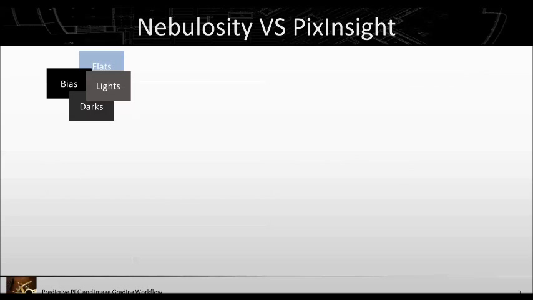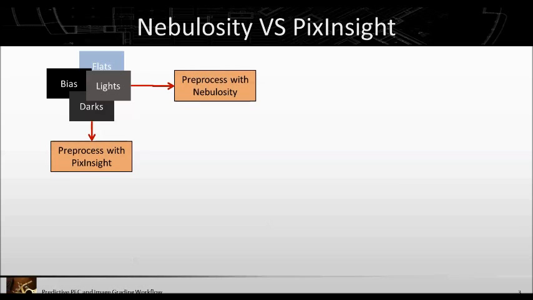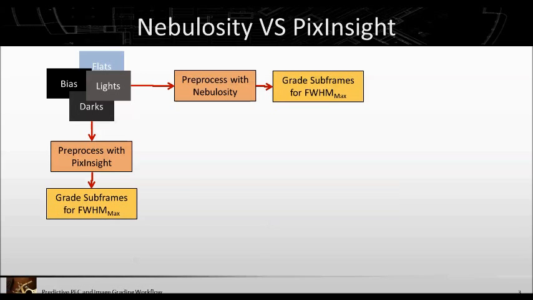In the several nights that I had, and I'm going to take one night in particular, I collected the lights and the flats, the bias and the darks, etc., just like we always do. But in this case, rather than simply pre-processing them with Nebulosity, I also used the PixInsight pre-processing script, and then used the PixInsight subframe selector script to grade each of the calibrated subframes, not the registered subframes, but the calibrated subframes, using the maximum full width, half maximum grading criteria that I describe in another video. And then we'll compare those results.